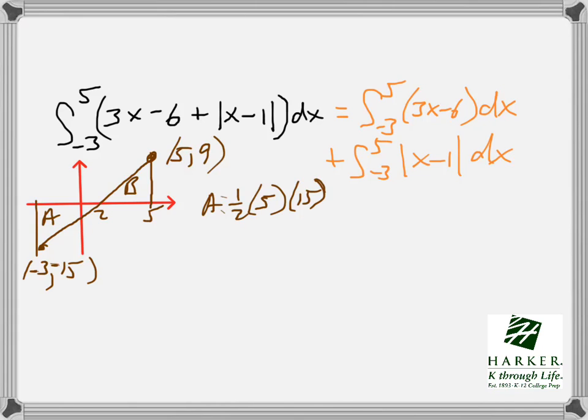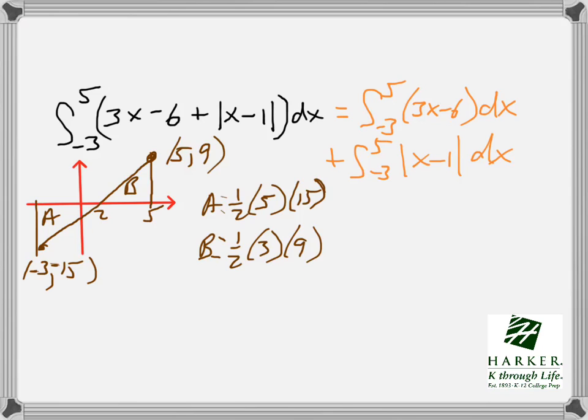I guess I kind of did this backwards. And the base is 5, because the right-hand endpoint intersects the x-axis at (2, 0), and the left-hand endpoint is negative 3. From negative 3 to 2, that's 5. And then we have to do B. That's 1/2 of 3, where the 3 comes from 5 minus 2, times 9.